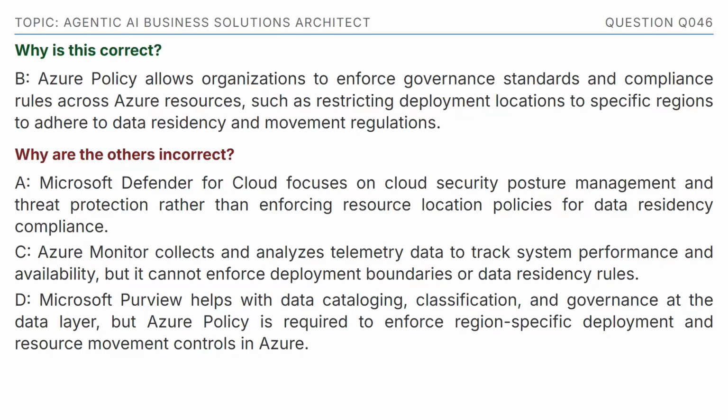Why is this correct? Azure Policy allows organizations to enforce governance standards and compliance rules across Azure resources, such as restricting deployment locations to specific regions to adhere to data residency and movement regulations. Why are the others incorrect?